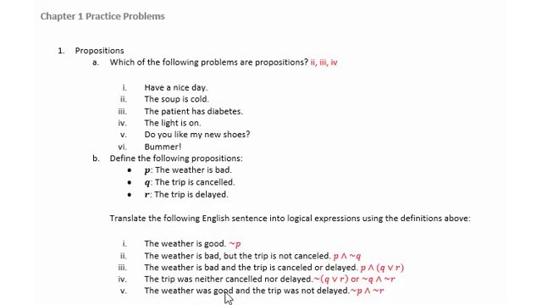Okay, then finally, the weather was good and the trip was not delayed. So the weather is bad is P, so we're going to do the negation of that, or not P. And so we have the upside down V. The trip was not delayed, the not R.